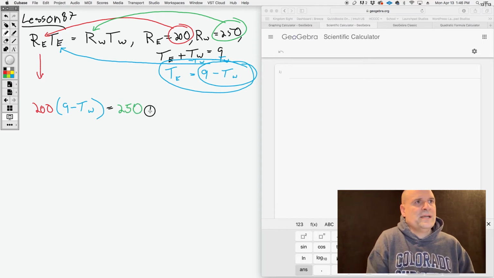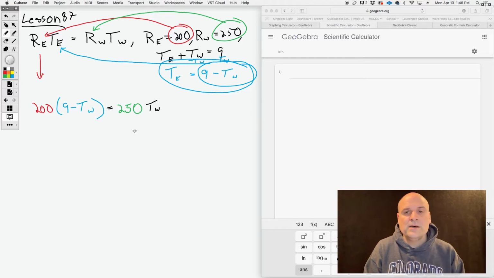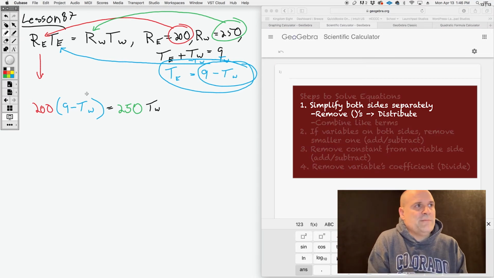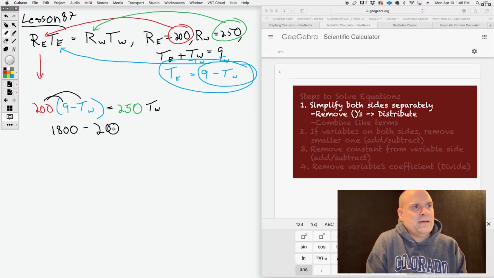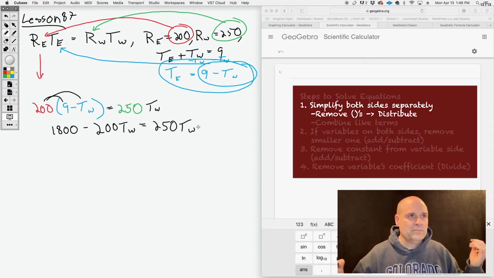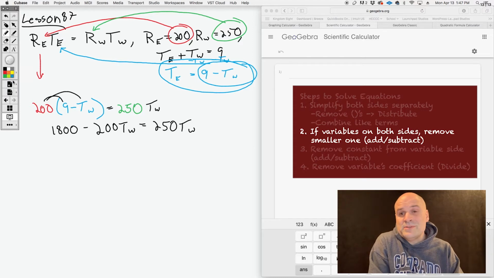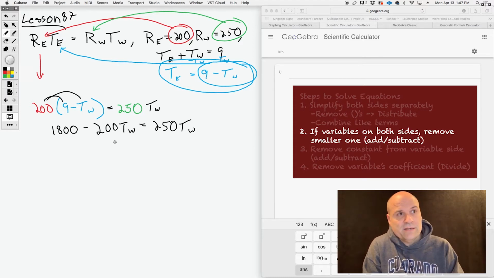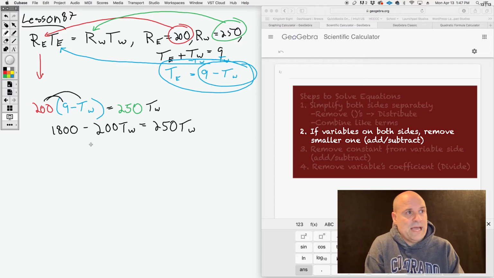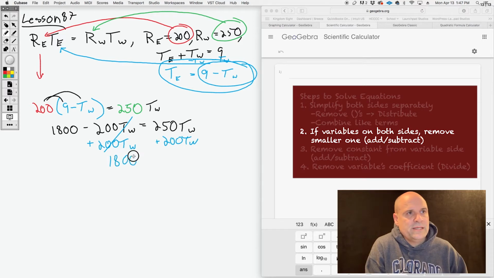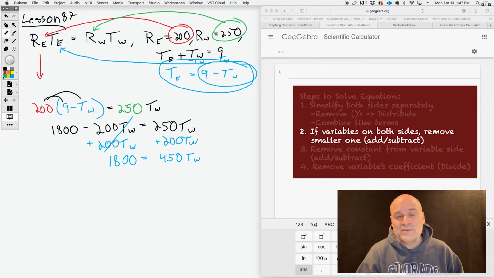And that's the only thing I'm not given, so that's my variable. So, how do you solve equations? Simplify both sides first, get rid of parentheses. 1800 minus 200 TW equals 250 TW. Okay, both sides are simplified, so let's go on to step 2, which is, if you have variables on both sides, get rid of the smaller one. Well, negative anything is smaller than positive, so add 200 TW to both sides, and you get 1800 equals 450 TW.